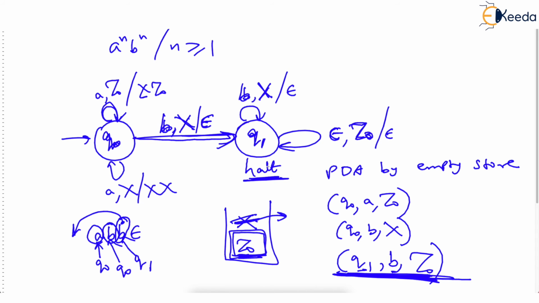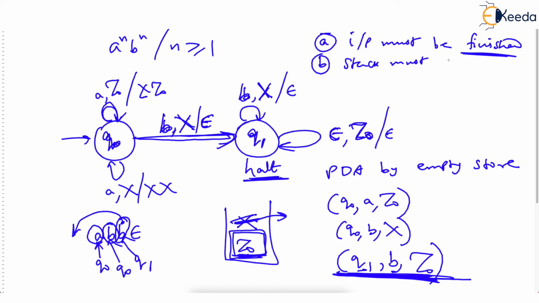Is this string acceptable? Listen, two conditions must be satisfied. A, the input must be finished. And second, the stack must be empty. When the input is finished, the stack must be empty. Here, neither of the conditions is satisfied. Neither is the input finished, because we are stuck at this B. You observe, for this B, we didn't know what action to take. The input is not finished and the stack is also not empty.